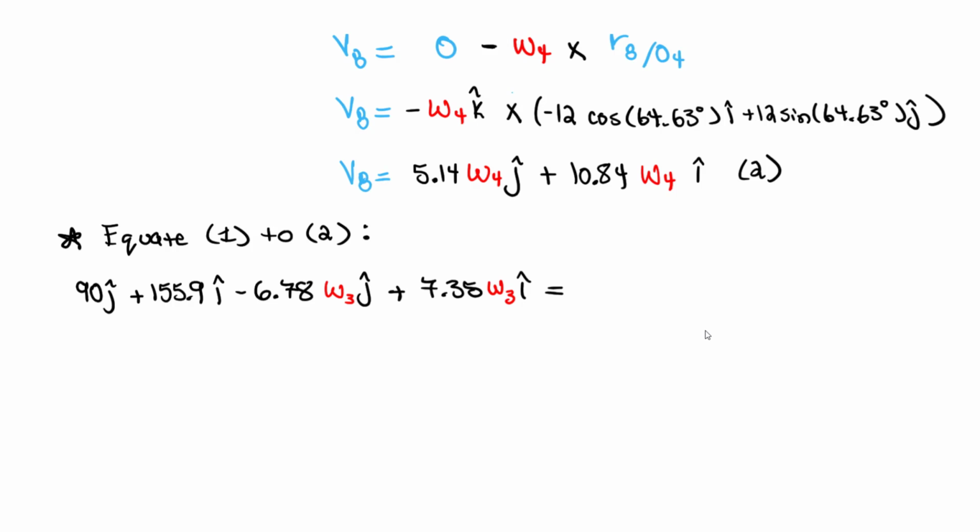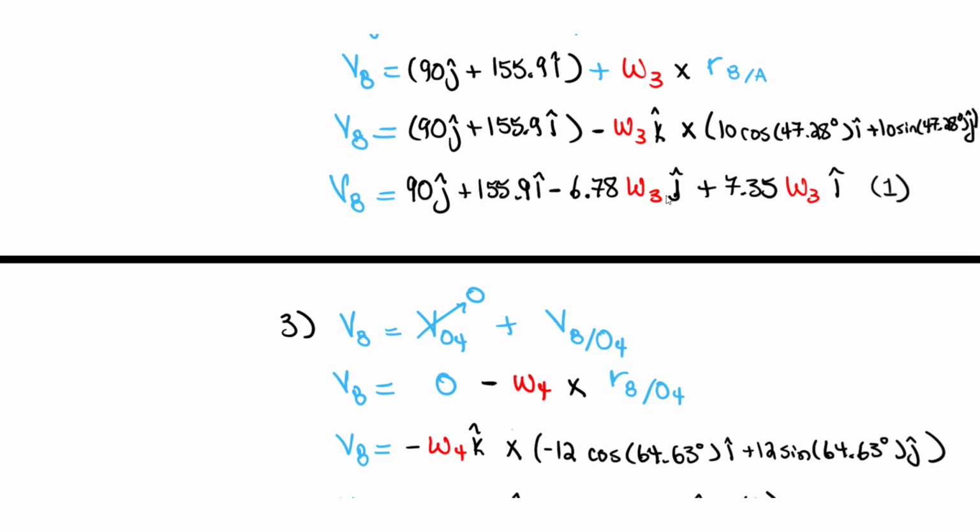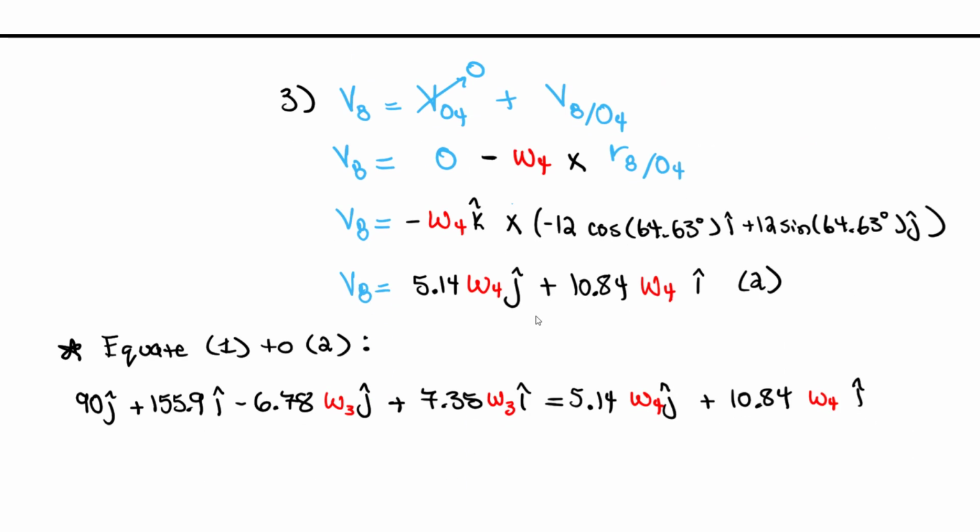So we do 5.14 omega 4 in the J hat. Then we do plus 10.84 omega 4 in the I hat. Again, equation 1 equals equation 2, and equation 1 is this one, right? That's equation 1 equals equation 2.